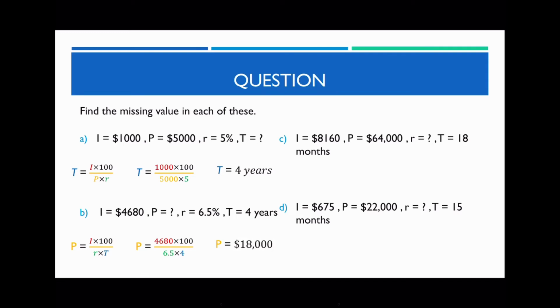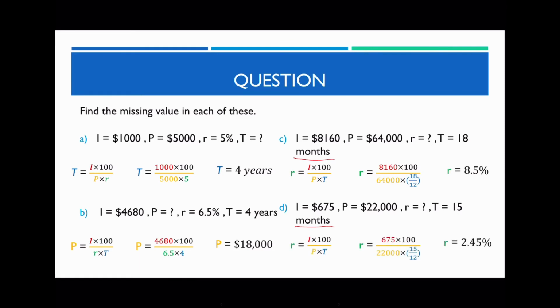For part C and part D, you're trying to find out what the interest rate is, but notice that you've been given the time in months. Please make sure you divide this by 12 to get it into years. So therefore, if you do this, you should get these answers over here for part C and D respectively.